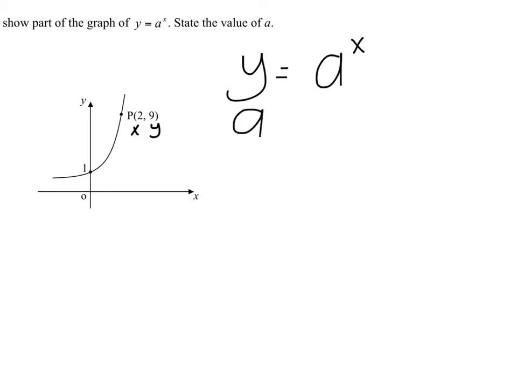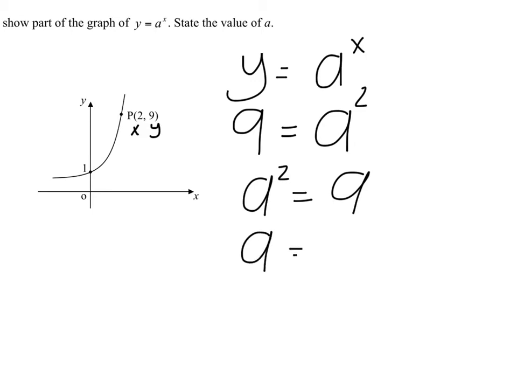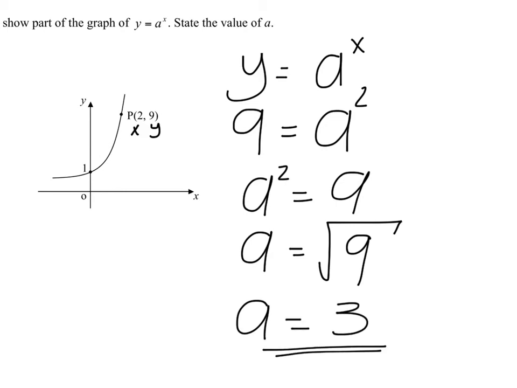Substituting that in, we get 9 equals a to the power of 2, or in other words, a squared equals 9. So if a squared equals 9, that means a equals the square root of 9, and the square root of 9 equals 3, remembering that we have to have a positive answer with logs.